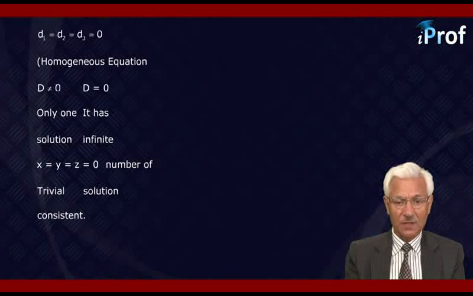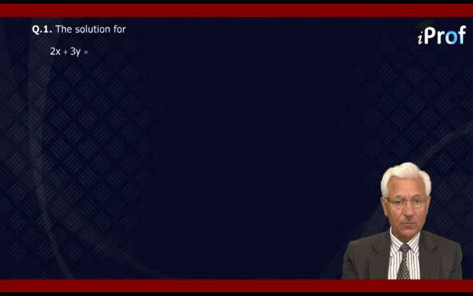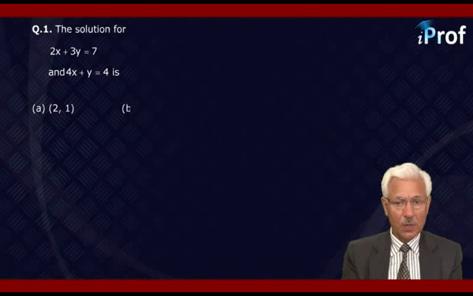This tells us the methodology of finding the consistency of the equations. The solution for the equations 2x plus 3y equal to 7, 4x plus y equal to 4 is: A, 2 comma 1; second, 1 upon 2 comma 1; third, 1 upon 2 comma 2; and last, none of these.